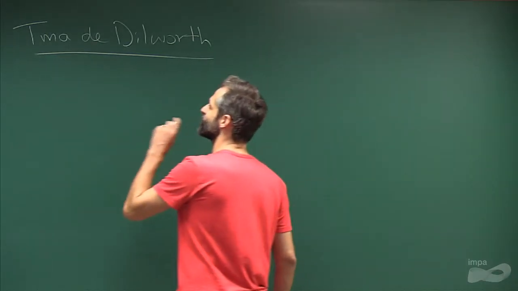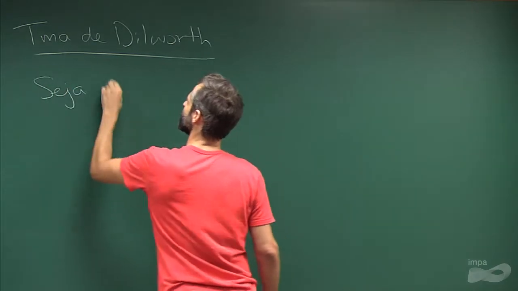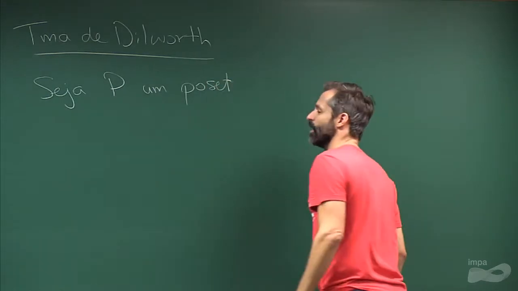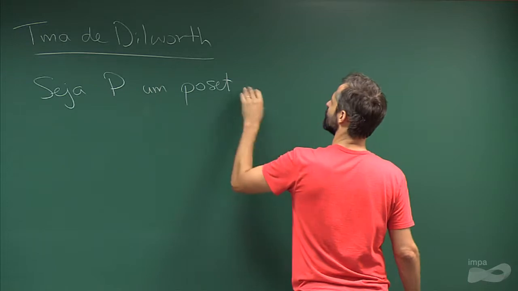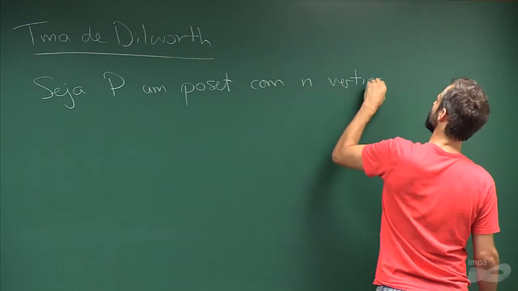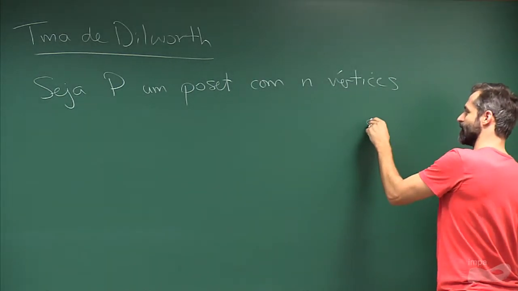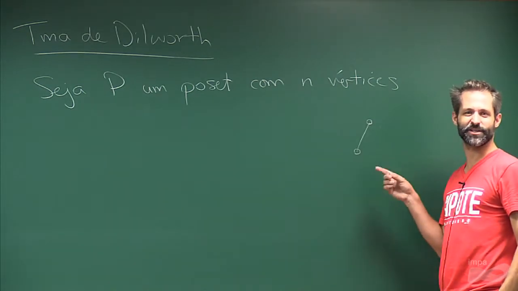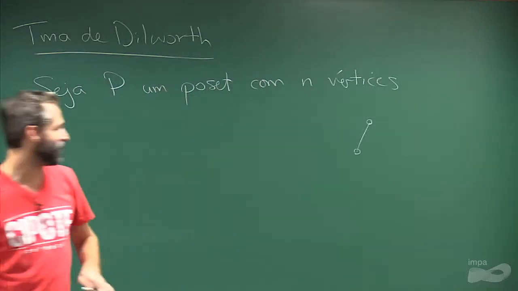So what does Dilworth's theorem say? It says, given a poset, a partially ordered set, with n vertices. So what's a partially ordered set? Does everyone know or not? Who does not know the definition of a partially ordered set? Okay, so I'll tell you. It's completely reasonable not to know.